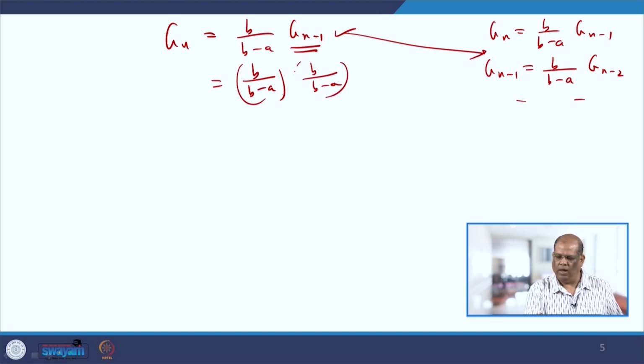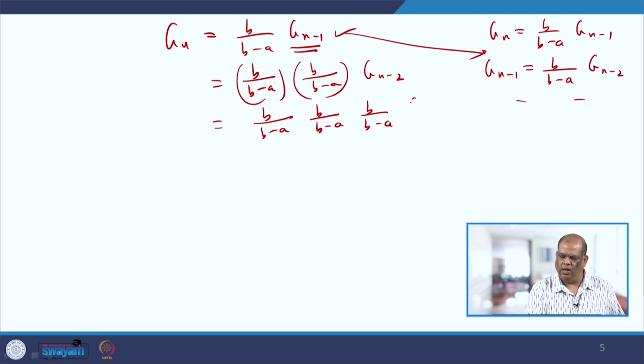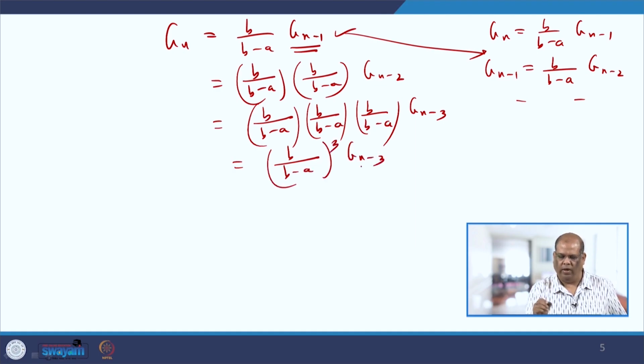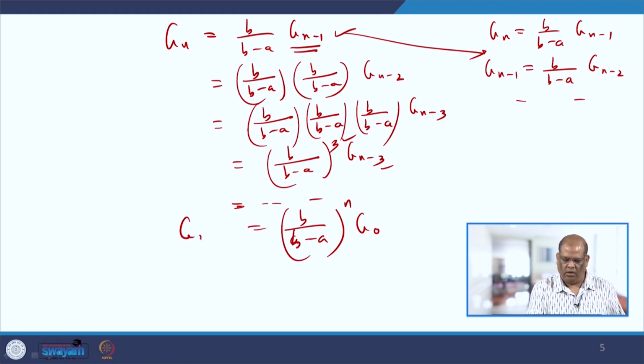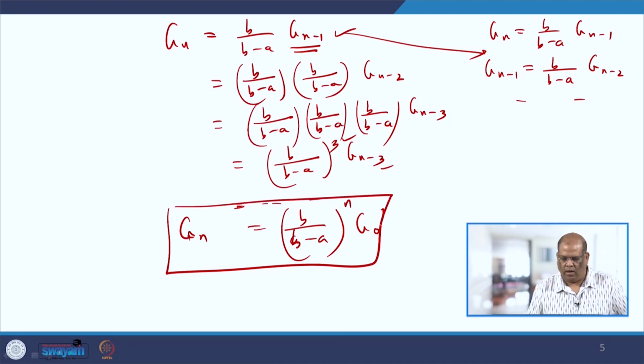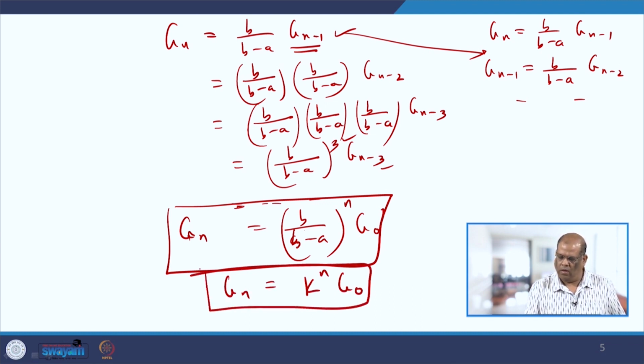So, Gn minus 1 is replaced by B by B minus A Gn minus 2. Similarly, B by B minus A, B by B minus A, B by B minus A, Gn minus 3. This can be B by B minus A whole cube, Gn minus 3. So, if I go till the n terms, this will be n, and n minus n gives G0 and Gn. I get that your national income can be written as B by B minus A whole to the power n multiplied by the initial value of the income. If I replace this by some k, where k is B by B minus A.